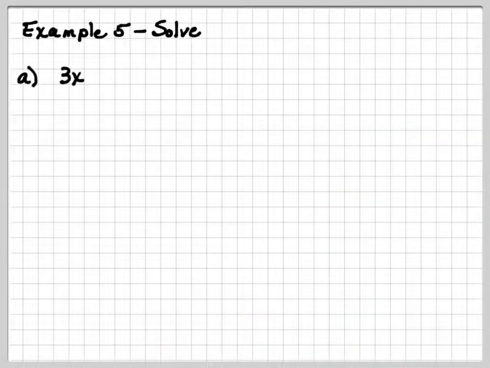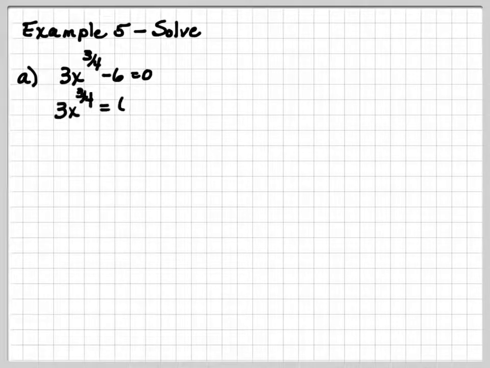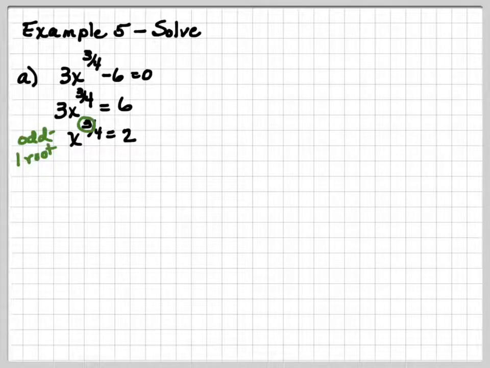Okay, example number 5. Solve 3x raised to the 3/4 power minus 6 equals 0. So we're going to isolate our x by moving the 6 over to the other side and then dividing both sides by 3. So I have x raised to the 3/4 power equals 2. The reciprocal of 3 over 4 is 4 over 3. And 3 is an odd number, and it's going to end up on the bottom on the other side, so that will be our index, and an index that is odd has only 1 root.